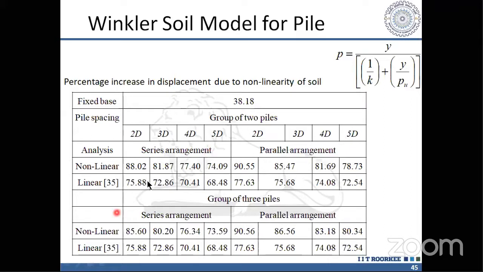Around 77. But if we go for nonlinear analysis, our displacements were of the order of 88 millimeter, 81, 77, and 74. This was for two piles. For three piles, they come down to 75, 72. Not much change over here, but there is a change in the nonlinear analysis: 85, 80, 76, 73.